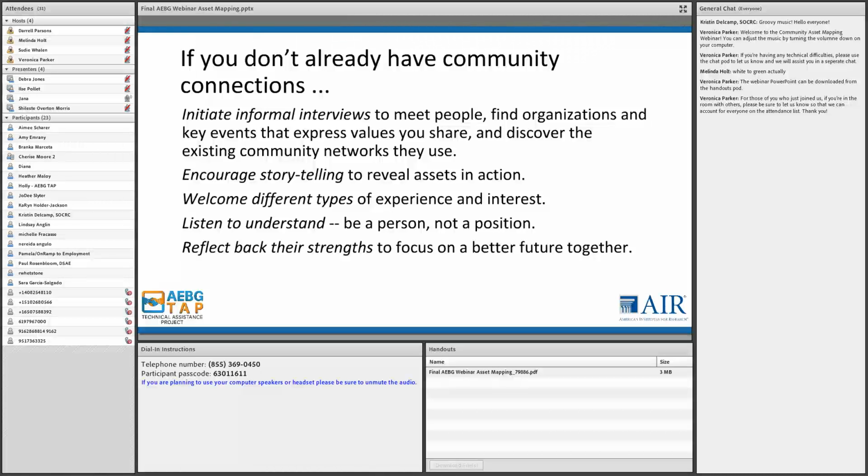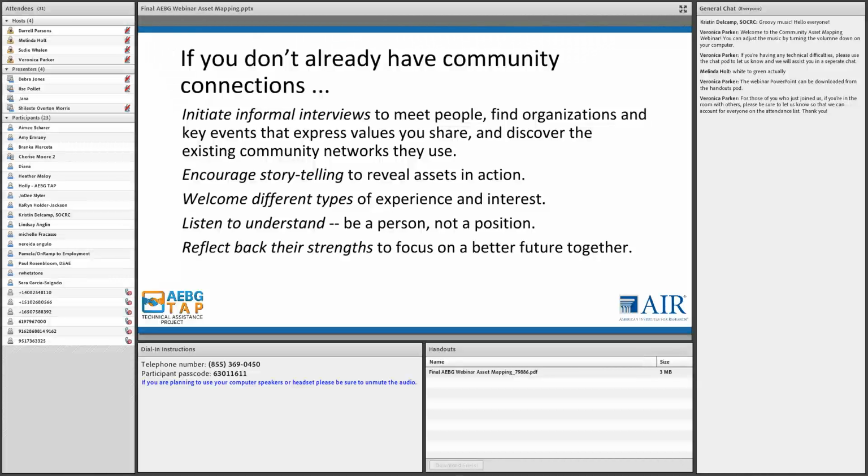Sometimes it's great to start community asset mapping with local partners, but sometimes we need to find out more about a neighborhood or a community that we're not familiar with to make sure we're starting off on the right foot. So you can use a simplified community asset mapping process to meet new people and to find organizations and businesses and key events that are related to what you're interested in. And I think I can tell from the previous comments that some of you are already thinking this way. It's going to sound familiar.